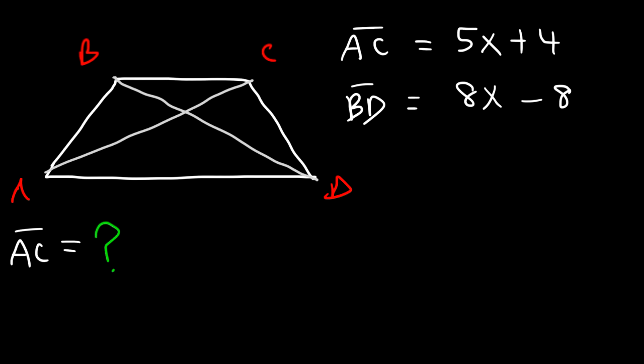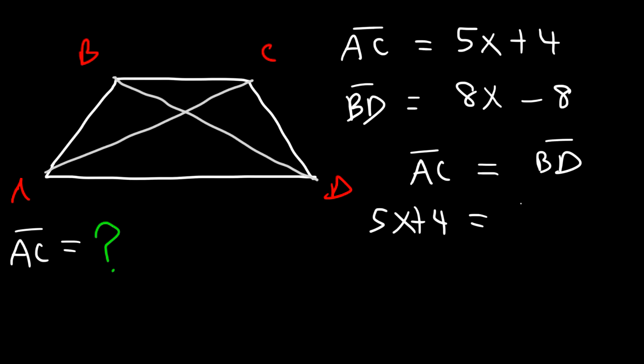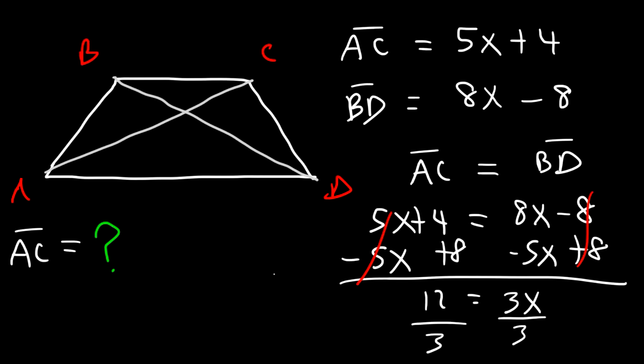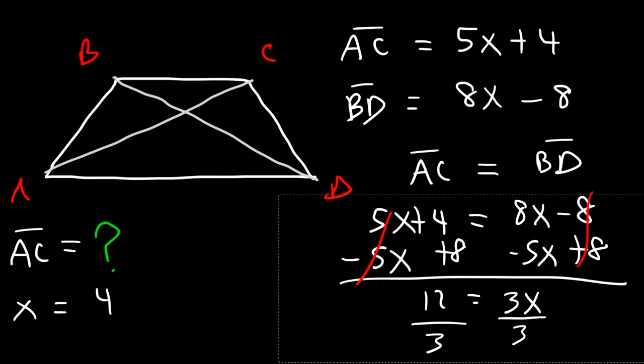So we know that for an isosceles trapezoid, the diagonals are equal to each other. So AC has to be equal to BD. AC is 5x plus 4. BD is 8x minus 8. So now at this point, it just becomes an algebra problem. So let's subtract both sides by 5x, and let's add 8 to both sides. On the left, we have 4 plus 8, which is 12. On the right, 8x minus 5x is 3x. And so let's divide both sides by 3. So 12 divided by 3 is 4.